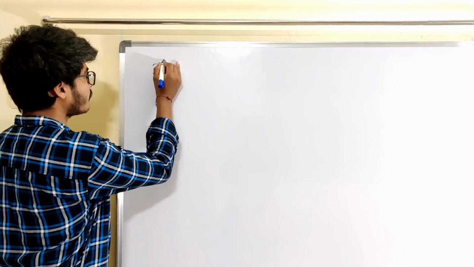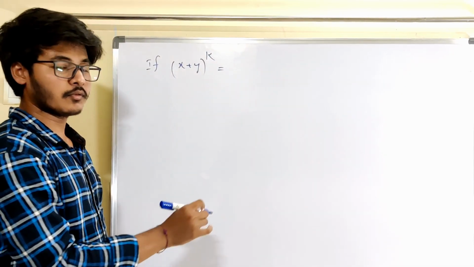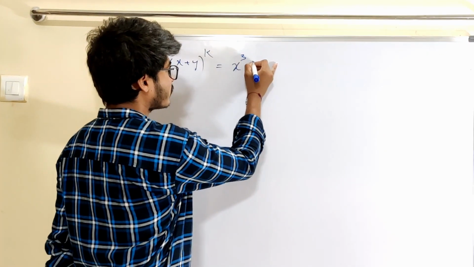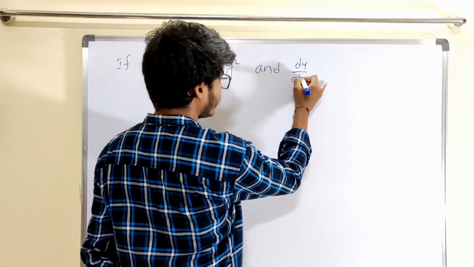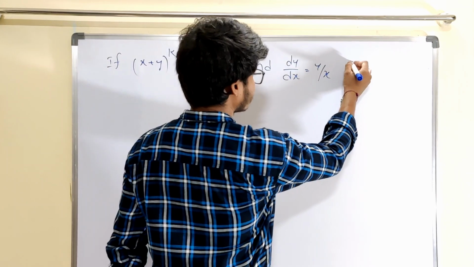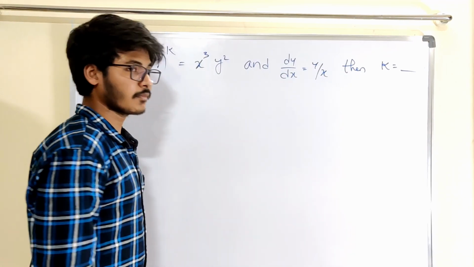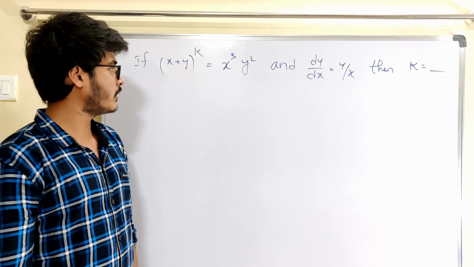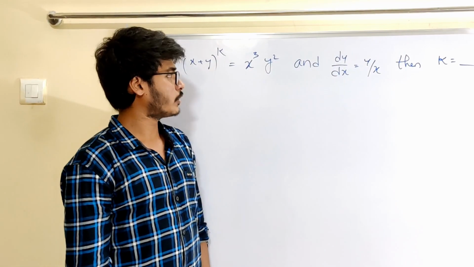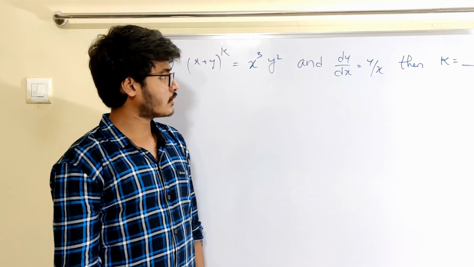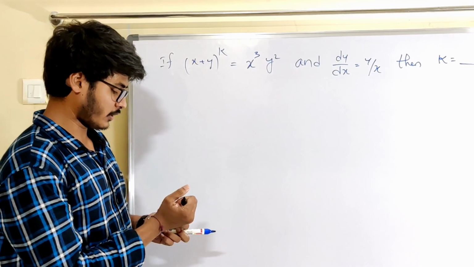If (x plus y) whole to the power of k is equal to x to the power of 3 into y to the power of 2, and dy by dx is equal to y by x, then k is equal to what? Here the question given is, if (x plus y) whole to the power of k is equal to x to the power of 3 into y to the power of 2 and dy by dx is equal to y by x, then k is equal to, and we know the generalized solution for this, nothing but a shortcut.